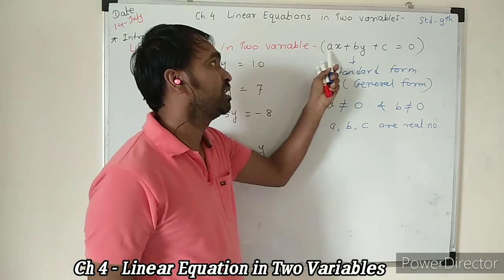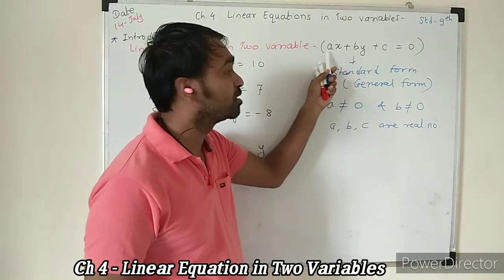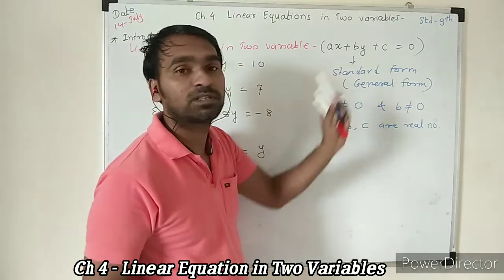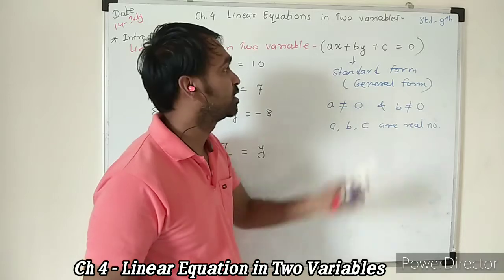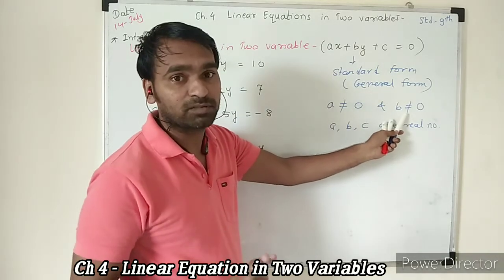Suppose a is equal to 0. Then 0 multiplied, that is 0, so this term is cancelled. Only one variable is used, so it is not two variables. That's why a is not equal to 0 and b is not equal to 0.